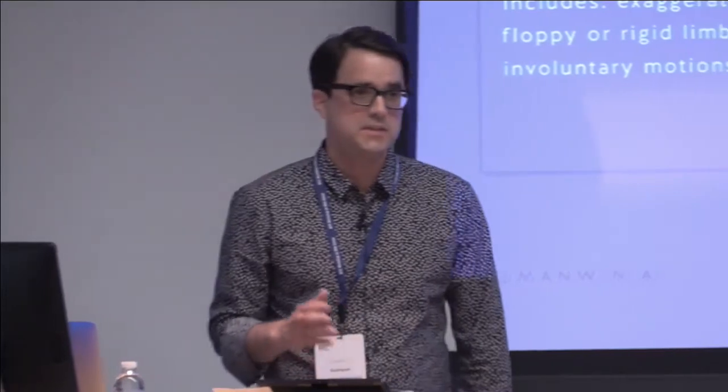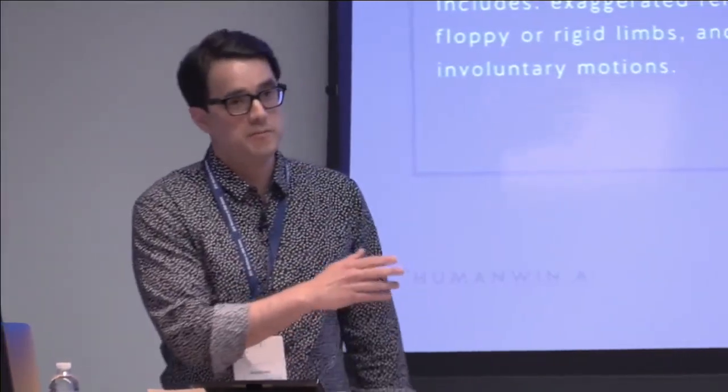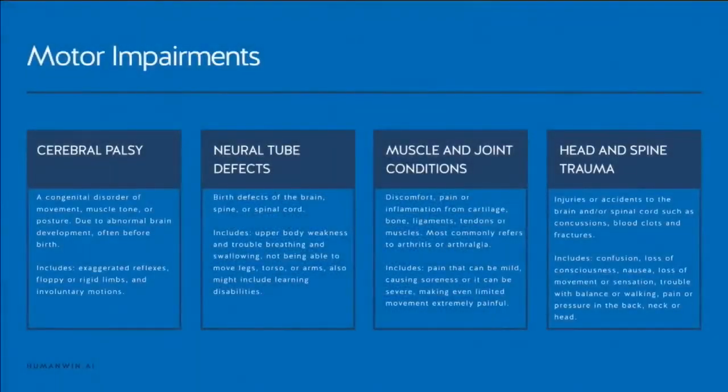And so here's a spectrum of motor impairments, anything from cerebral palsy, and again, these are abnormal brain development that affects the reactions of a person. So they also suffer from involuntary movements and reactions. Also, there's neural tube defects, and these are passed on congenitally. And so these include learning disabilities that are almost side effects.